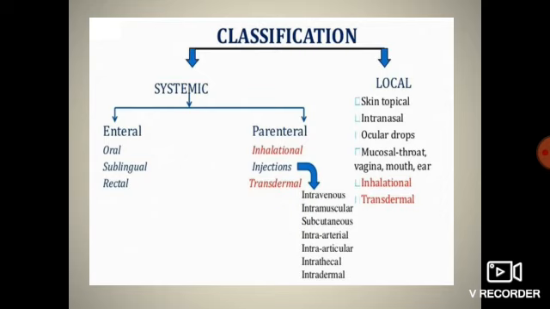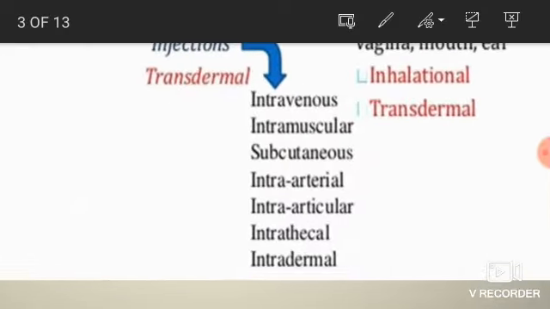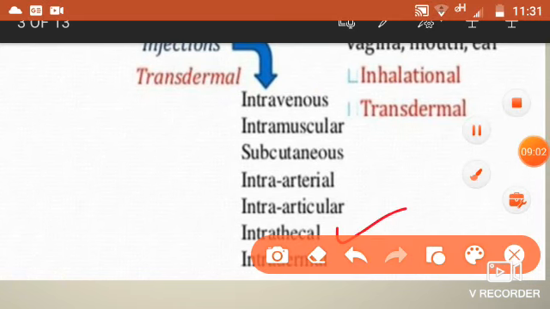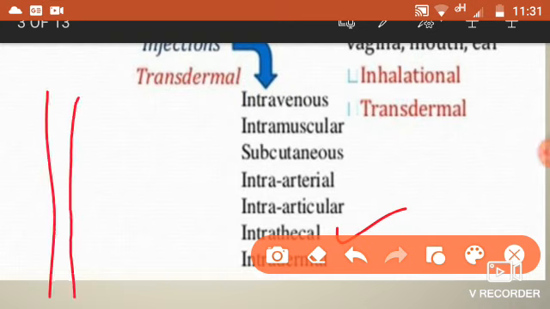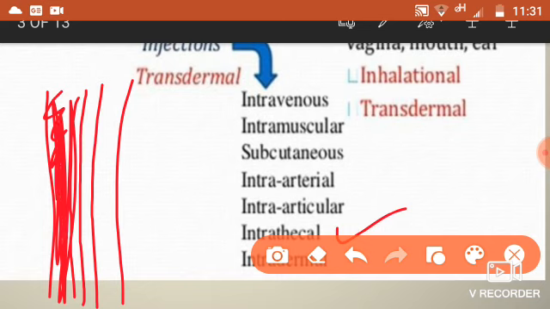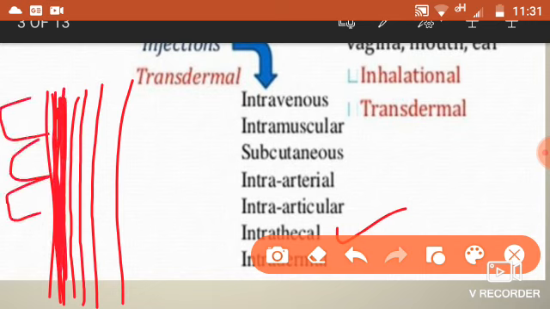And the second last is intrathecal. What is intrathecal? It is injected into the spinal cord. This is your spinal cord. There is a protective layer, and another protective layer. These are the vertebrae.